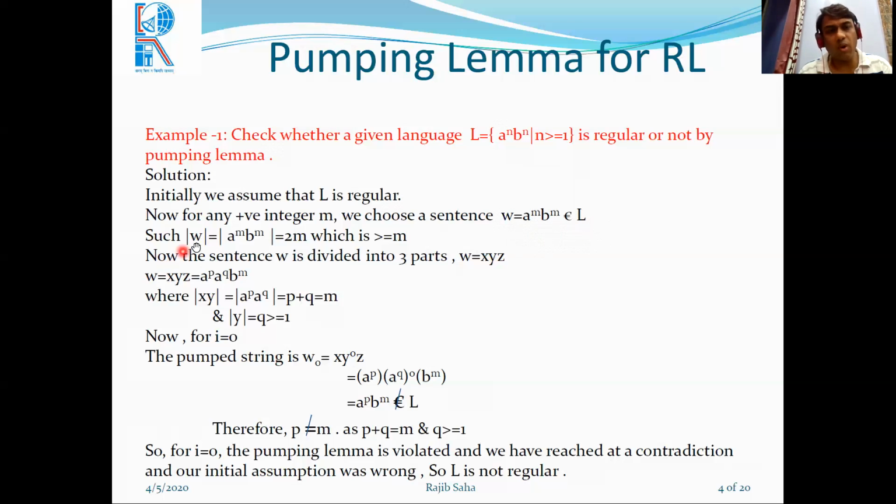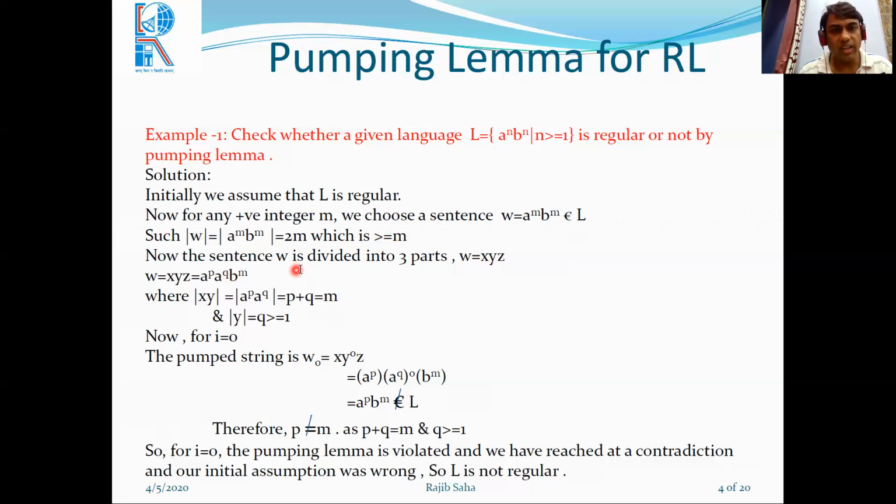Now, mod w means the length of the sentence that we are considering, a to the power m, b to the power m. So mod of w equals mod of a to the power m, b to the power m, and that is equal to 2m, because m number of a and m number of b, which is definitely greater than or equal to m.